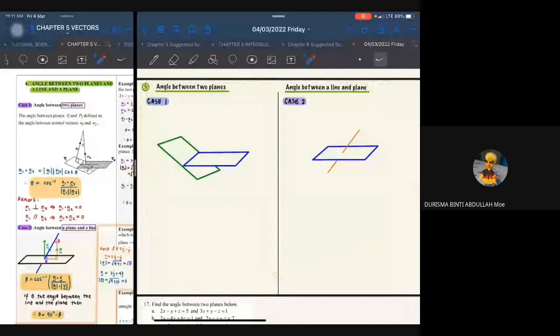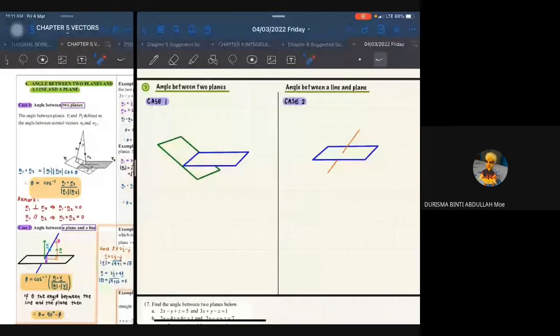Applications of vector adalah macam mana kita nak cari angle yang terhasil antara dua plane. So if you take a look at here, there are two cases. Case number 1 is when you have two planes. So plane warna hijau ni, dia melekat dekat plane yang warna biru. So awak mesti cari angle, either this angle yang besar ni ataupun angle yang kecil yang terhasil ni. So that is the first case.